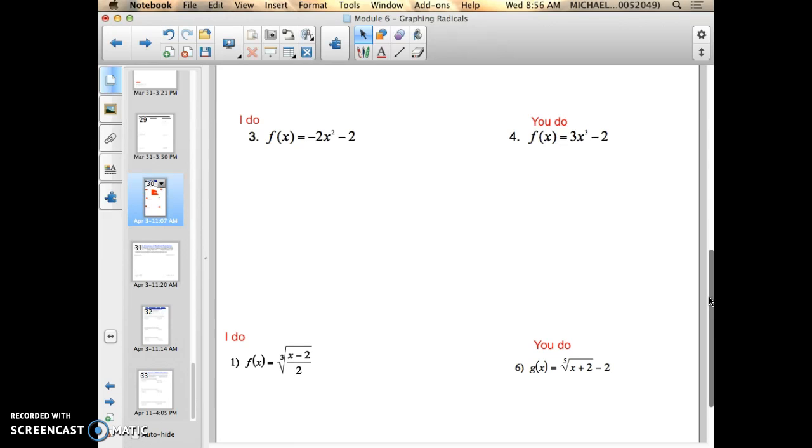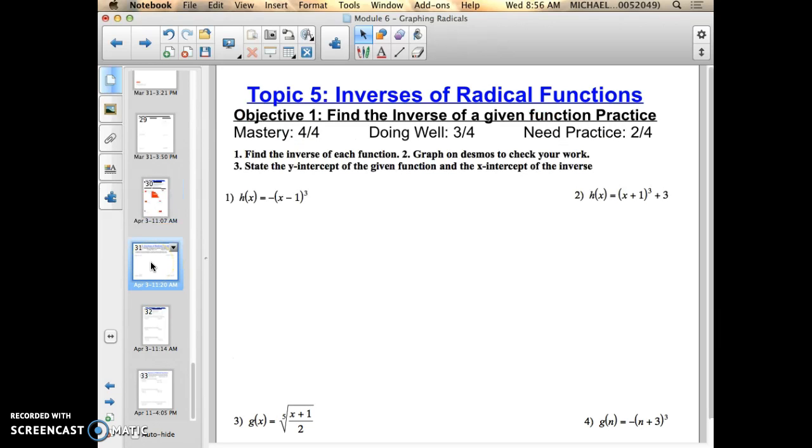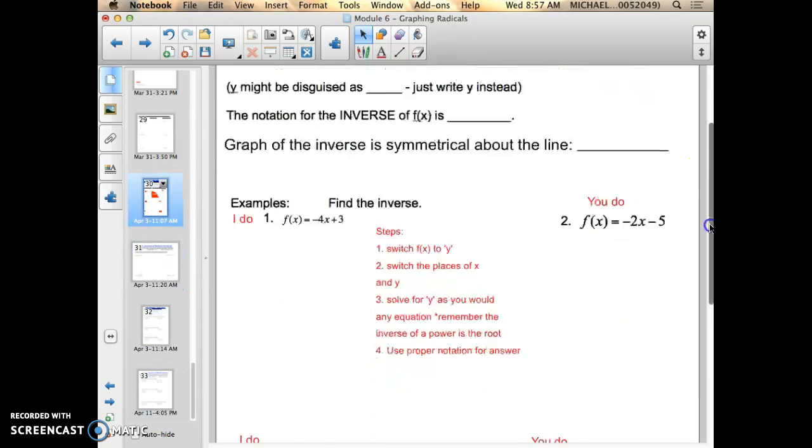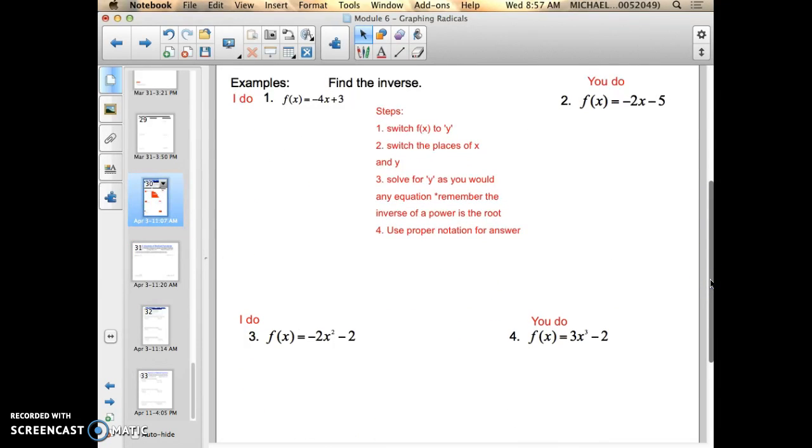One more thing, after this video, I'm going to have you practice these on your own, and a piece of the practice is you're going to find the inverse of each function, but the number 2 says to graph on Desmos or your calculator to check your work, to make sure that the image of the graph is definitely the inverse, meaning that it's symmetrical about the line y equals x, and we'll talk more about that. And then finally, you're going to state the y-intercept and x-intercept of the two functions, right? And notice the relationship between the two. So let's work through the next two examples, and I'll go through all those steps in this video.